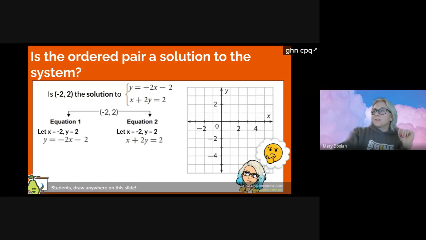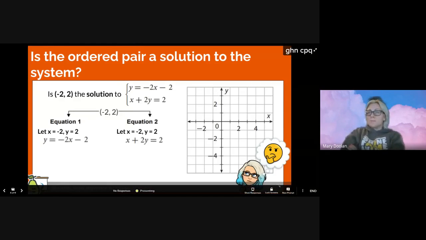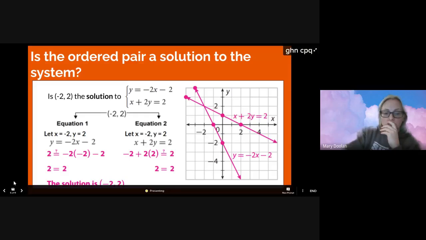Okay, so we should be in our pair deck tab. And the question is: is the ordered pair a solution to the system? Here's our solution. I did see one of my students got this far over here.